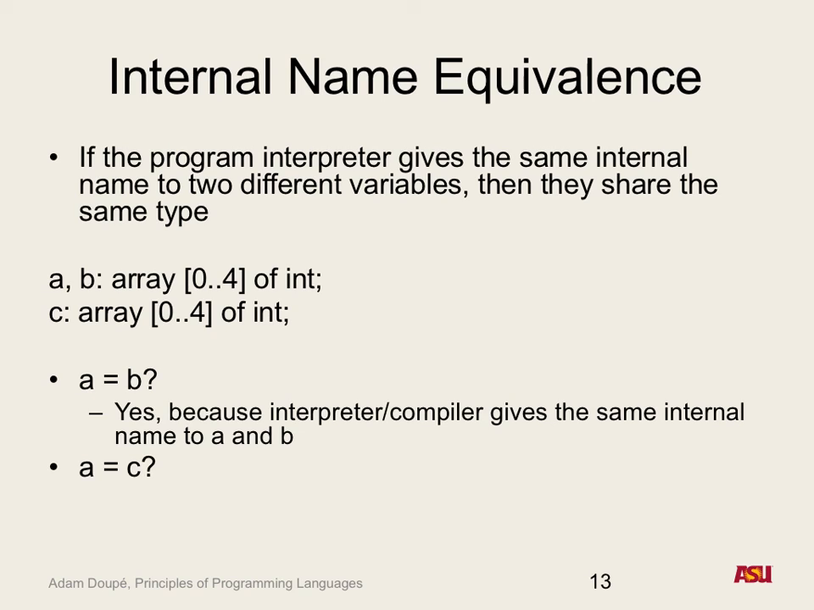What about A equals C? No. Why? Now, the internal name is going to be different, right? This is a new anonymous type. It has no relation to the previous anonymous type, except for the fact that it is the same underlying structure, right? But name-wise, it's a brand new anonymous type that we've never seen before. So internally, the compiler is going to assign the same internal name to A and B and a different one to C.